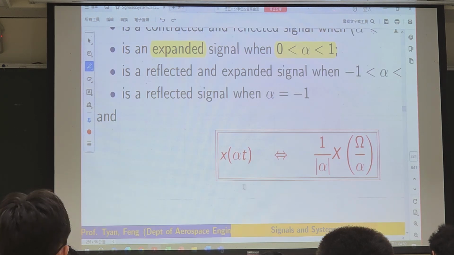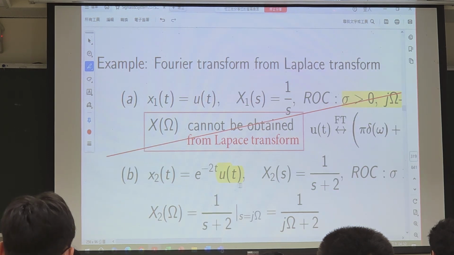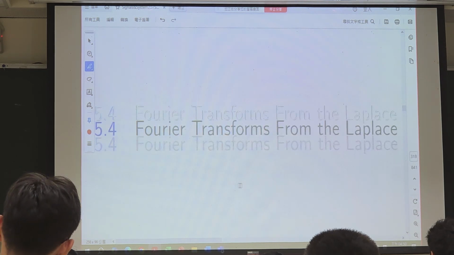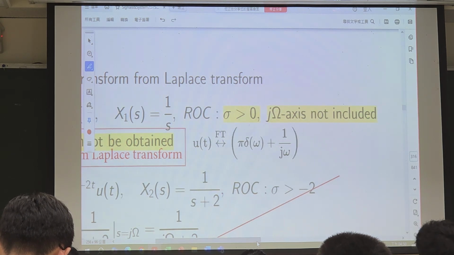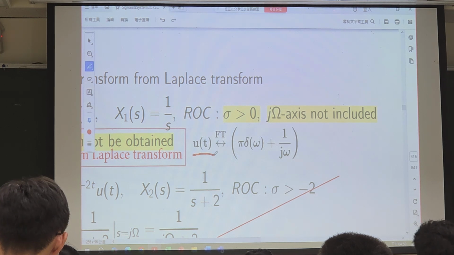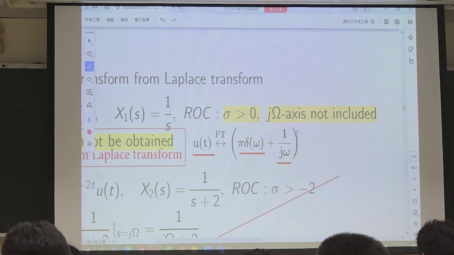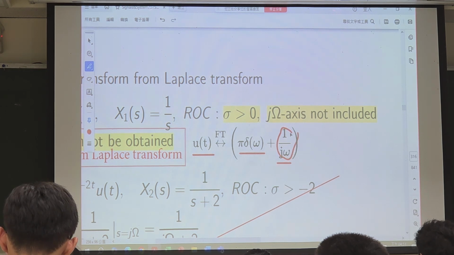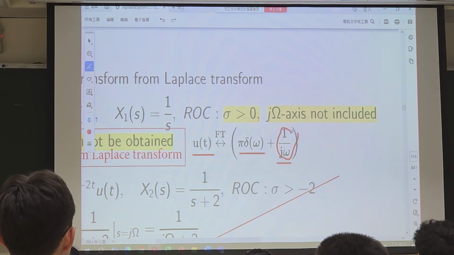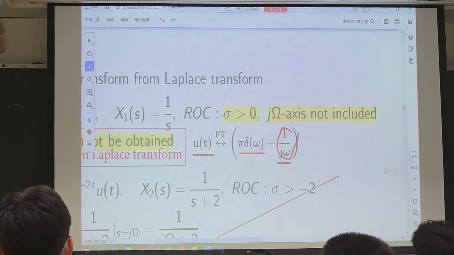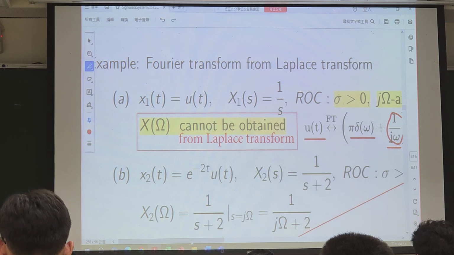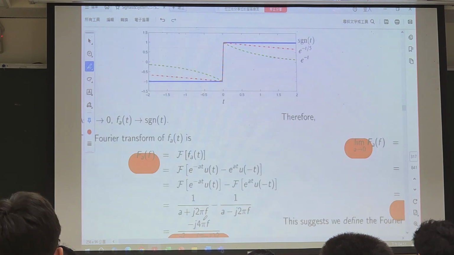Okay, so let's go back to the previous page. That's why if we derive the Fourier transform of the unit step function, we have the sum of two terms. One is from the sign function, and this one is from the constant function. Okay, all right. So let's move on to the next example here.